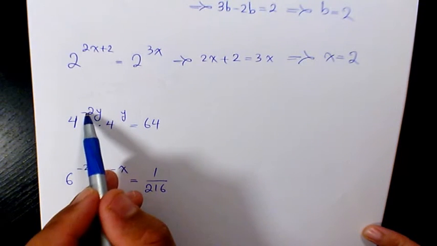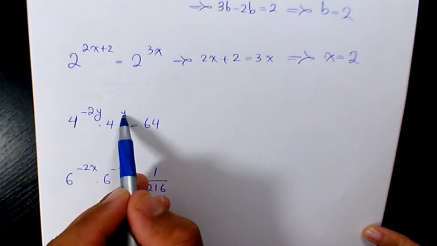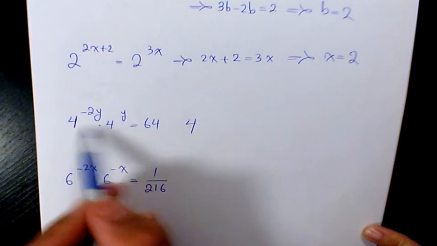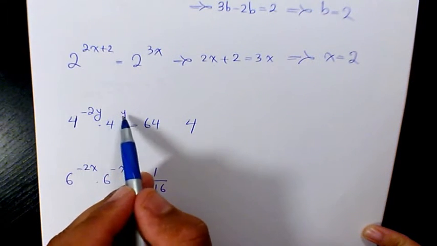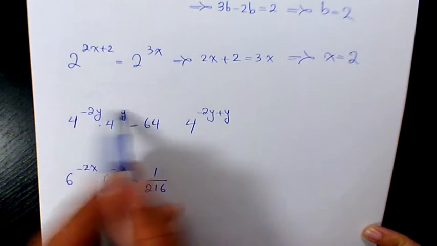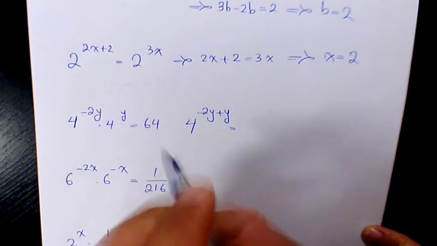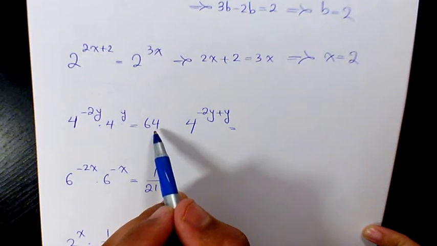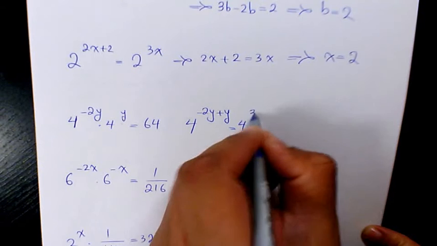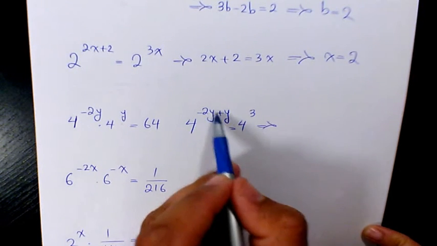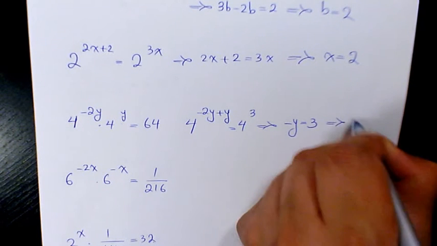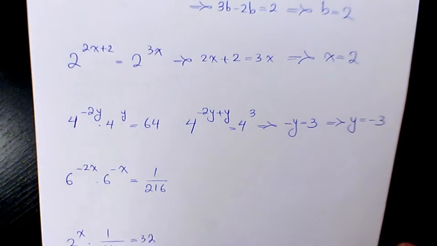4 to the power of negative 2y times 4 to the power of y equals 64. So we can say, based on the product rule, we're going to have negative 2y plus y, because the bases are the same, we add the exponents. And here we have 64. 64 is the same as 4 to the power of 3. So negative 2y plus y is going to be negative y equals 3. So y will be equal to negative 3.